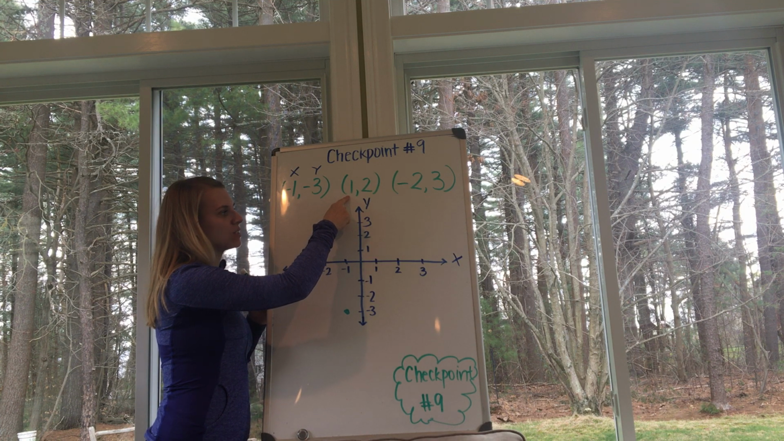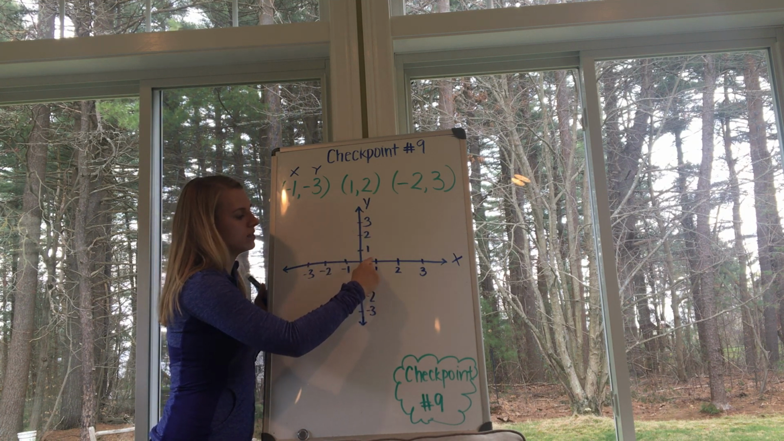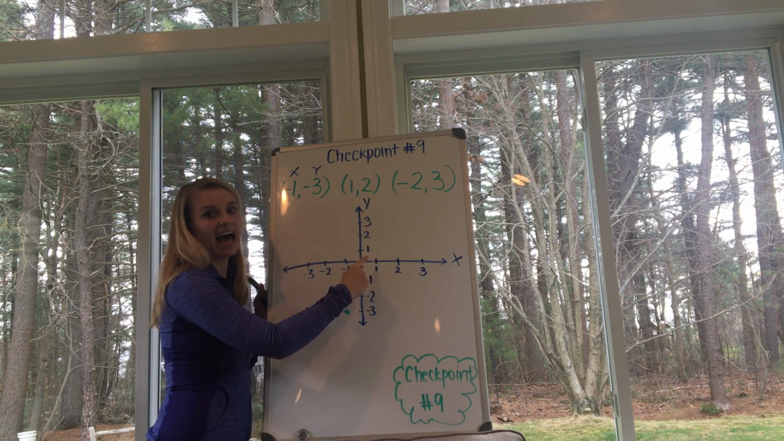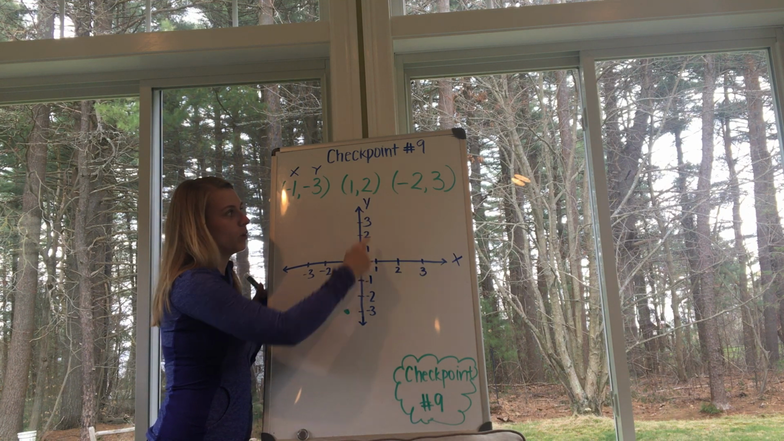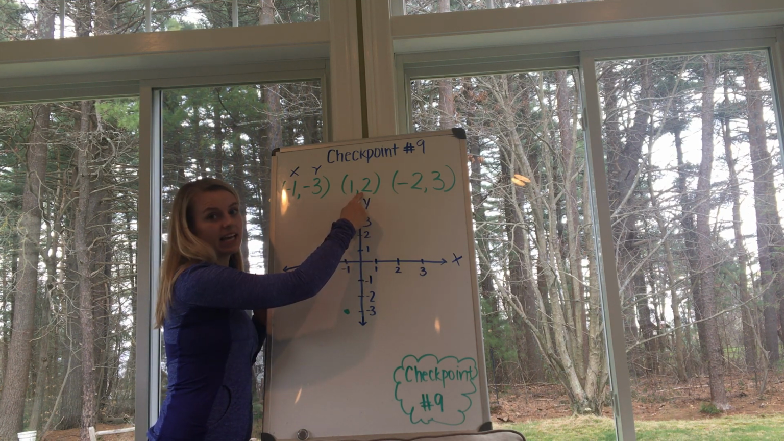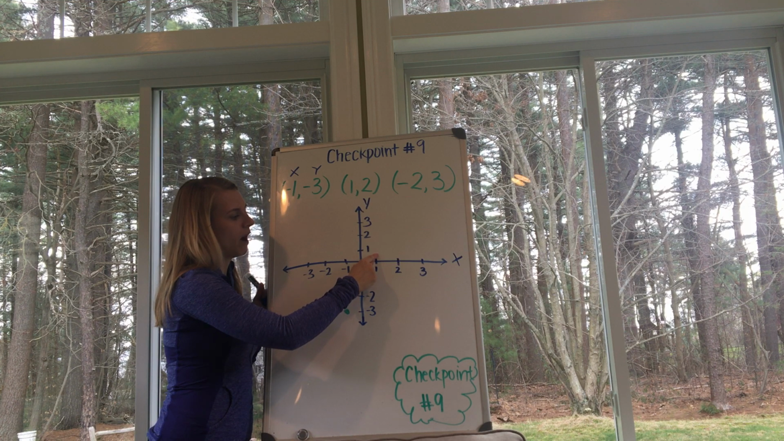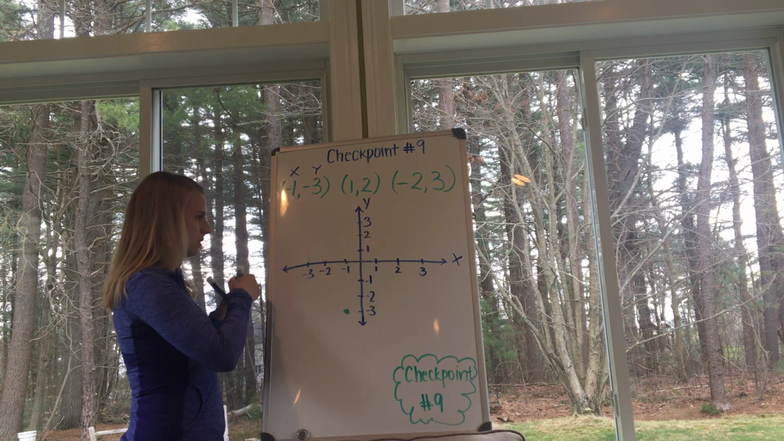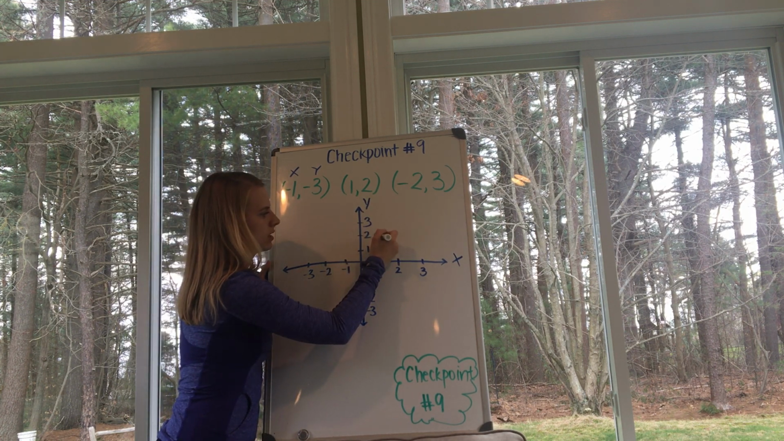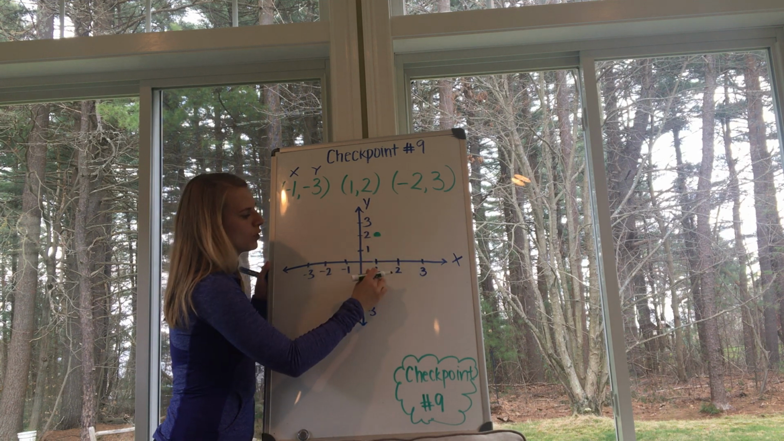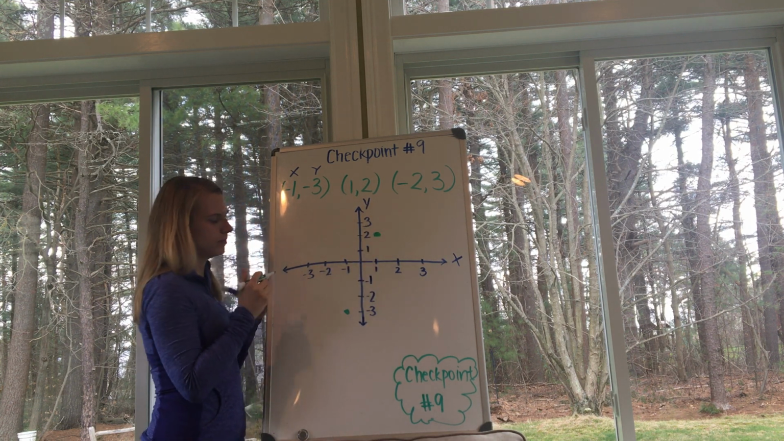We find the x coordinate, which is 1, so we're right here. And to decide how far up or down we go, we look at the y coordinate, which is the second number, and we can see that it's positive, and we're going to go up 2. So we're still over 1, and we're up 2.